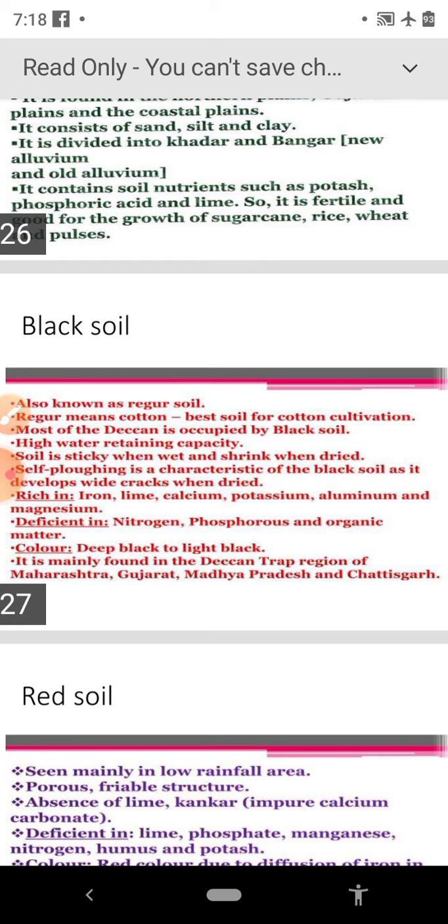Now we'll discuss the regions. Black soil is spread over more than 16% of the total geographical area of the country. The soil is found in the regions of high temperature and low rainfall. This soil is mainly found in Maharashtra, western Madhya Pradesh, parts of Karnataka, Andhra Pradesh, Gujarat and Tamil Nadu.